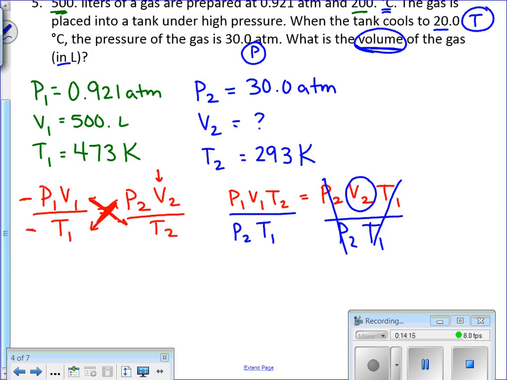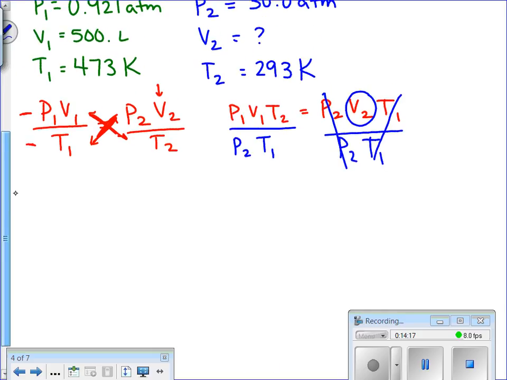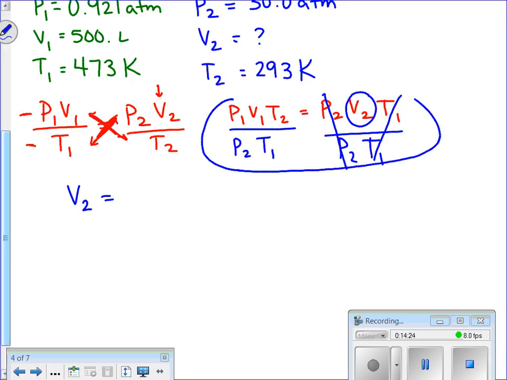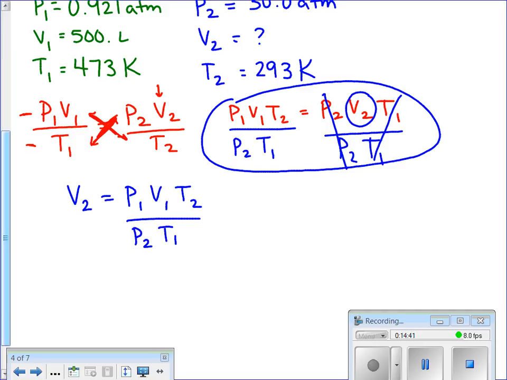So now I have, I'm going to write it over here, sorry, now I have V2 is equal to, and I'm just looking right up here at the work I've done, P1 V1 T2 over P2 times T1. See how many variables that is? If you're not organized, it's going to mess you up. All right, now time to plug in.